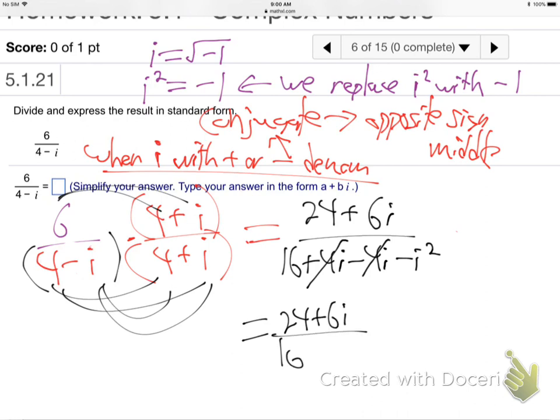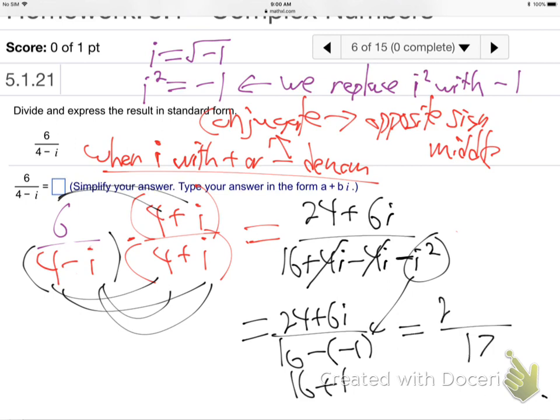Okay, so what do we have left? Well, on the bottom, what do you always do with this I squared? That's -1, so instead of minus I squared, it's minus 1, which is plus 1. So this is 16 plus 1, which is 17. So 24 plus 6I over 17. That's a fine answer on the test.